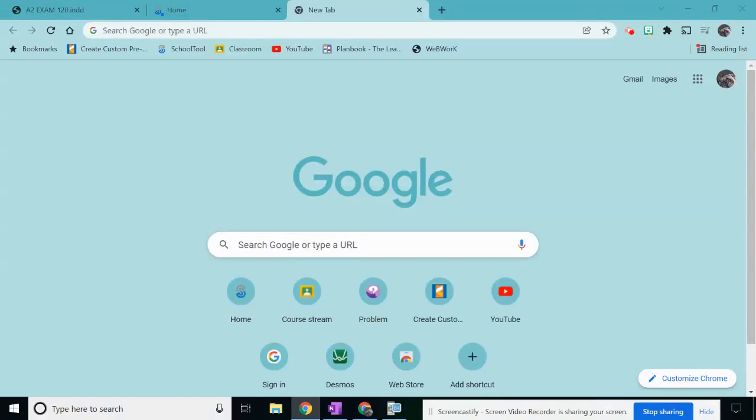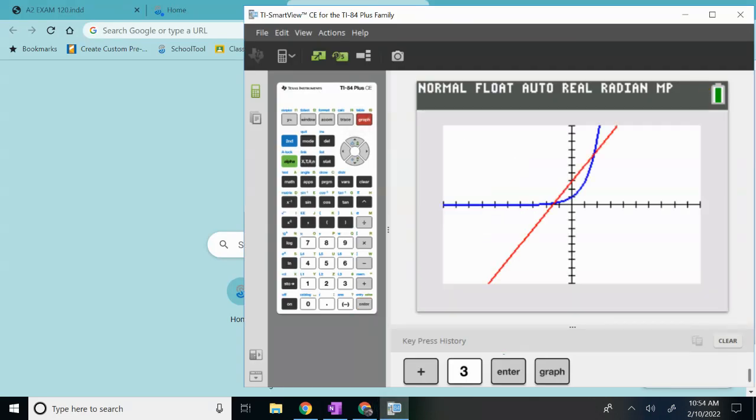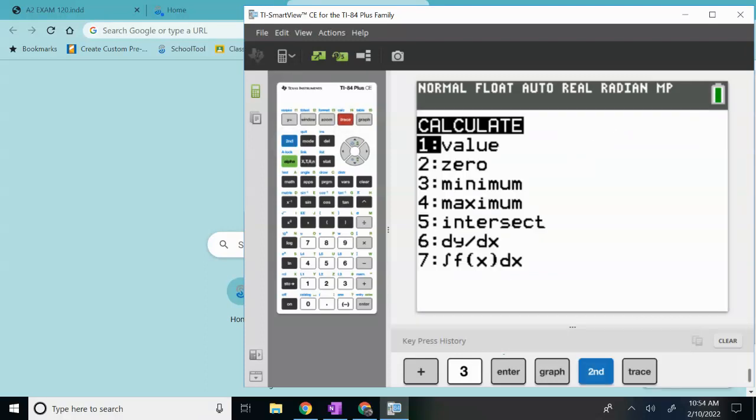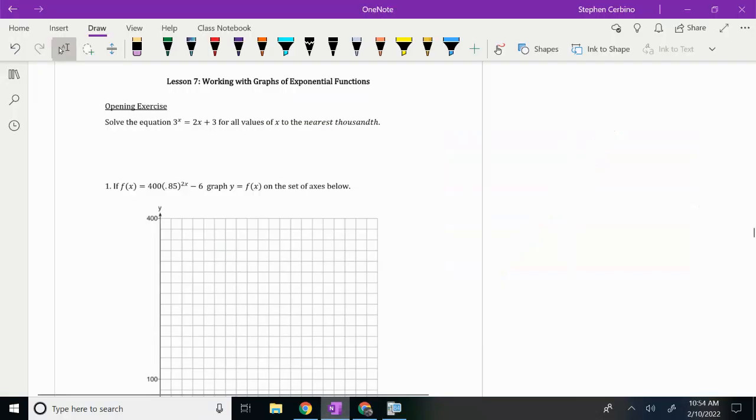All right. So let's take a look at the opening exercise answer here. So I have the two equations ready to go. They're graphed now. Notice there are two solutions. So I'm hoping you did second calc, option 5, and you're able to find the first answer, which was negative 1.39. What does it ask us to round to?